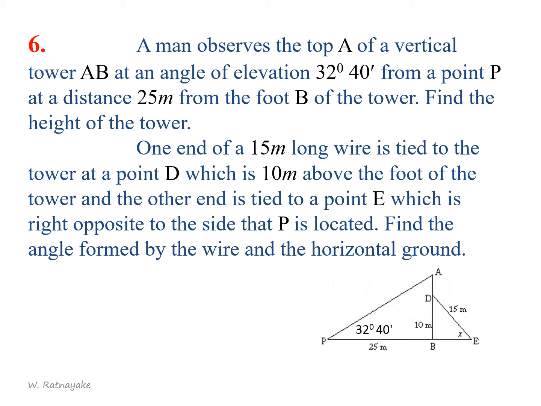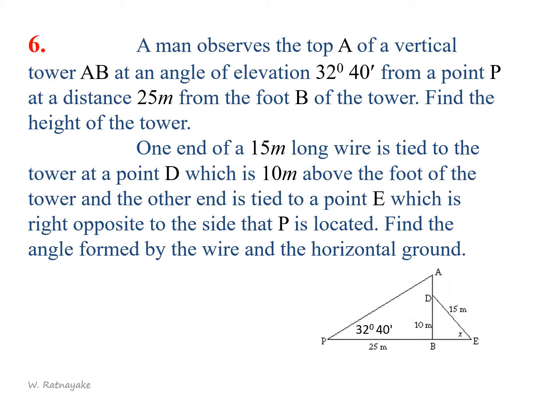D is a point 10 meters above the foot of the tower, and the wire is tied to that point, and the other end of the wire, that is 15 meters long, is tied to a point E, which is right opposite to P on the ground. We are asked to find two things in this problem. One is to find the height of the tower.